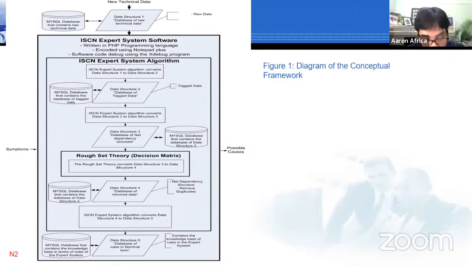Okay, data structure 5. Now, the symptoms of the problem are entered in the expert system. These symptoms are compared with the knowledge base of the expert system in data structure 5. If at least one symptom has an unknown value, there is incomplete information.